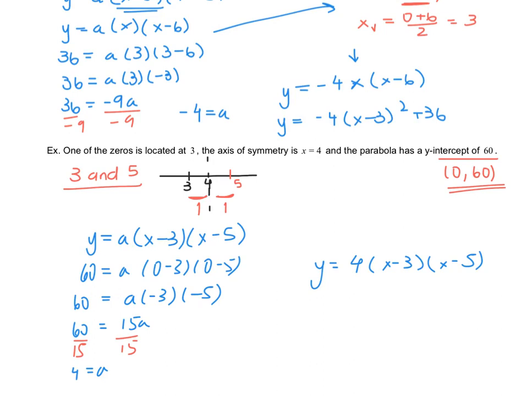Or if I wanted to get my full vertex, because I know the axis of symmetry is at 4, I can plug that in for x to get the y coordinate of my vertex. So I can do lots of things here. But just to recap quickly, if you're given the zeros, you'll put them into factored form. If you're given the vertex, you'll put it into vertex form, and then you'll be given a second piece of information with a coordinate that you can plug in to solve for a.